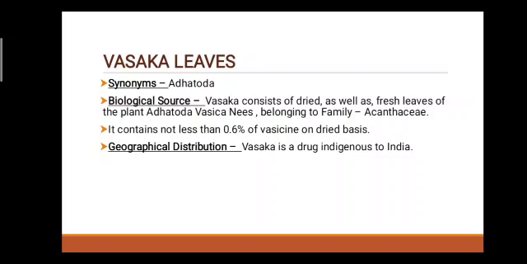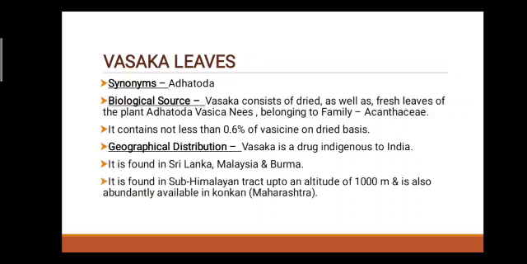Geographical distribution: VASAKA is a drug indigenous to India. It is found in Sri Lanka, Malaysia and Burma. It is found in the sub-Himalayan tract up to an altitude of 1000 meters and is also abundantly available in Konkan, in Maharashtra.